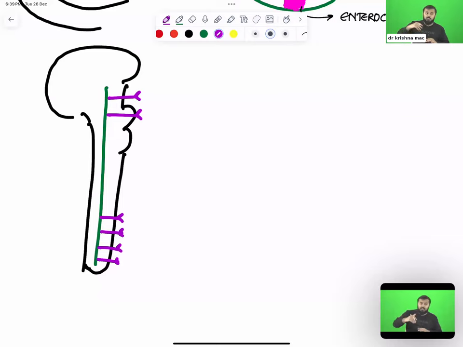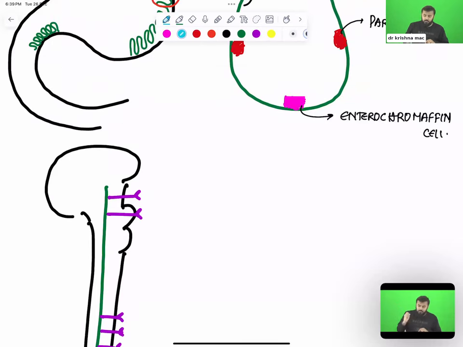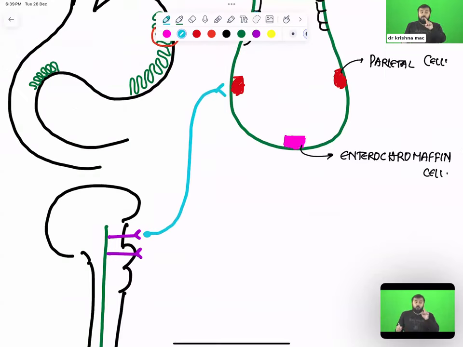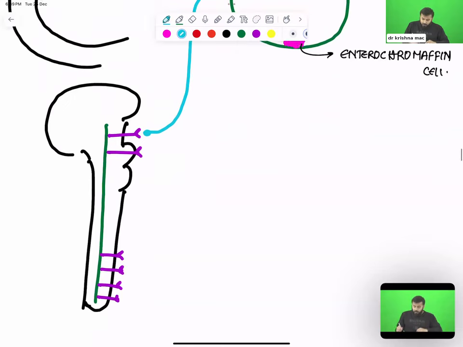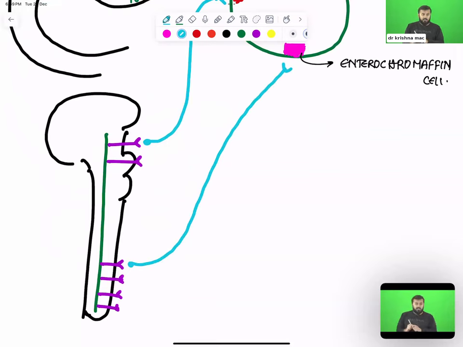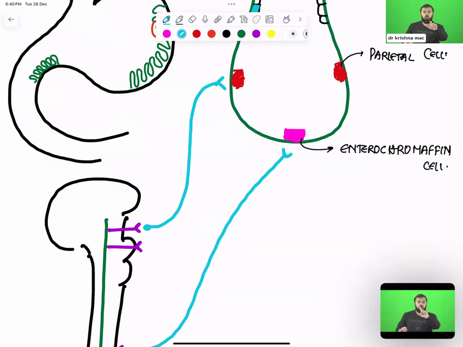So, the neurons coming out from the cranial region or sacral region are called parasympathetic neurons. Okay, these are called what? Parasympathetic neurons. Now, these parasympathetic neurons go all the way, and some of them innervate your parietal cells. Some of the parasympathetic neurons go and activate your enterochromaffin cells. All of you understood?